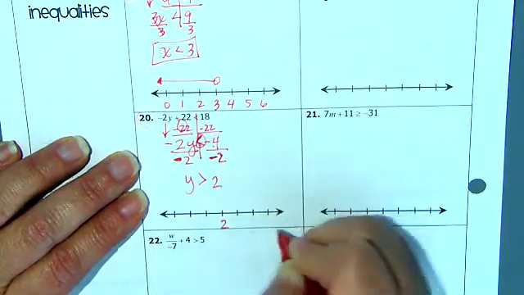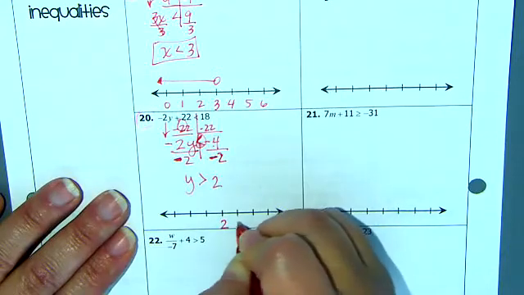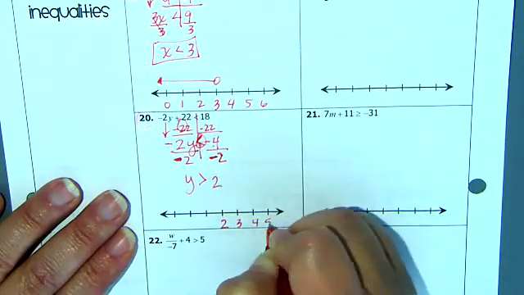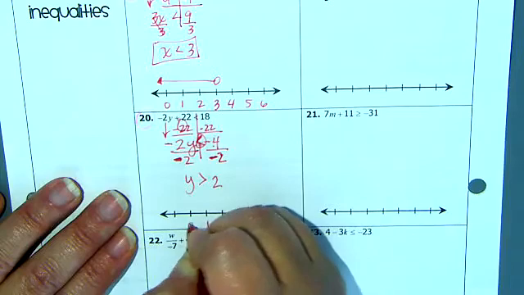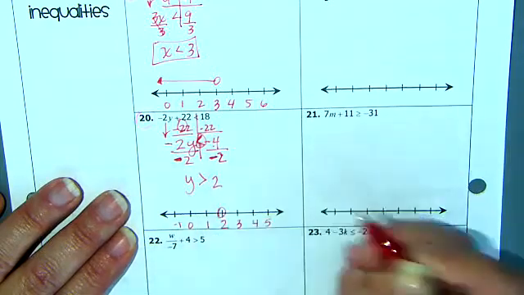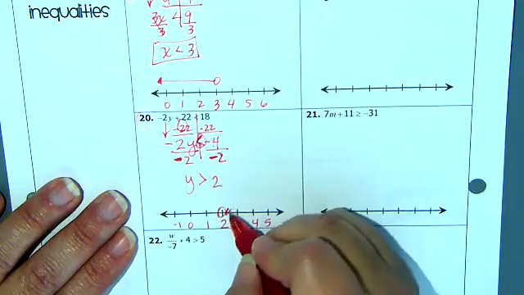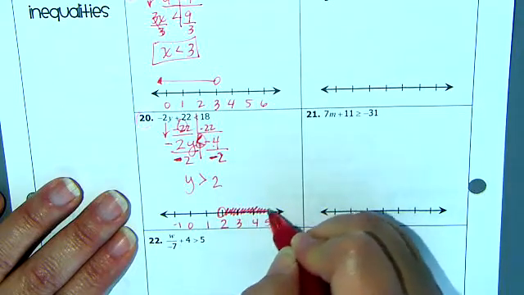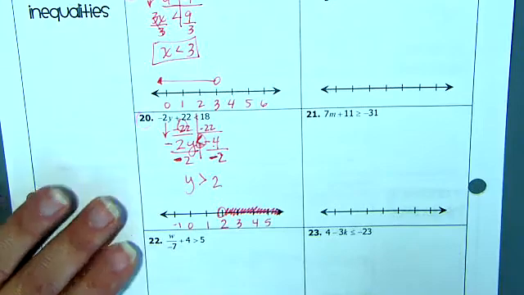So I graph the 2 in the middle. So I'm going to have 2, 3, 4, 5, 1, 0, -1. It's an open circle on 2 and it's greater than. So it's shading everything to the right.